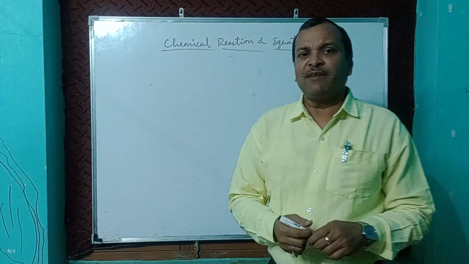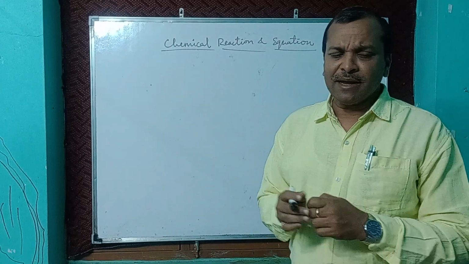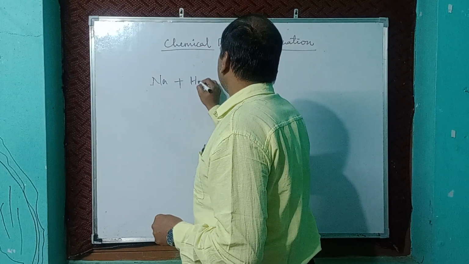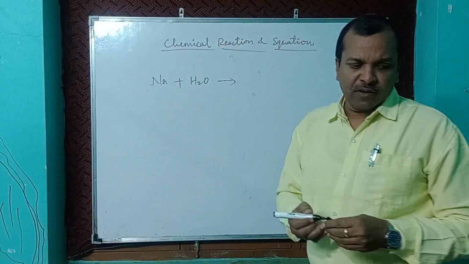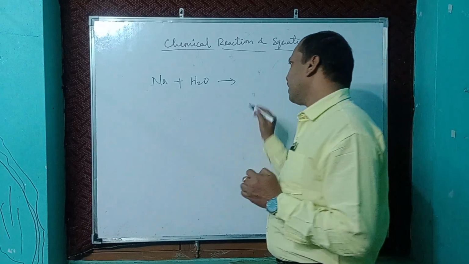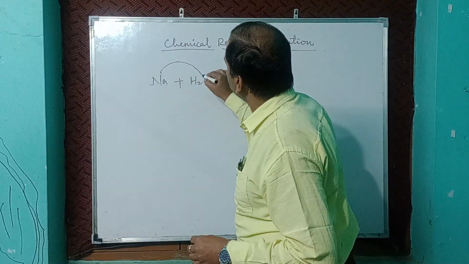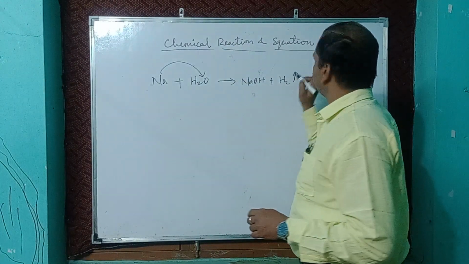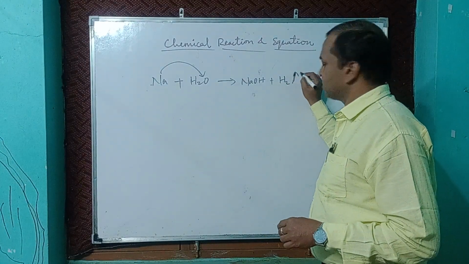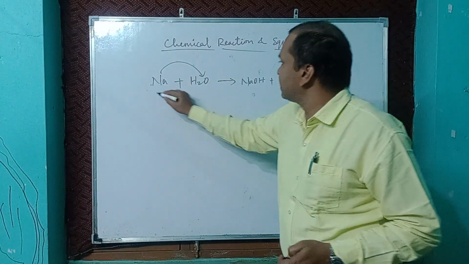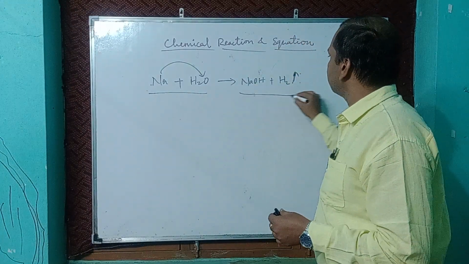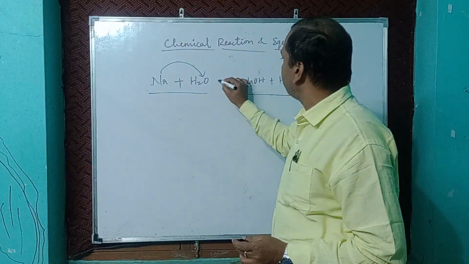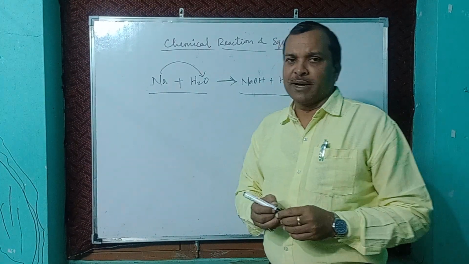So now I will show you with an example that Na plus H2O. What we will get? We will get NaOH plus H2. Na will mix with OH and H2 gas will liberate. This is the symbol of liberation of gas. So this is reactant side and this is product side. So when reactant side and product side are there, we have to put an arrow mark.